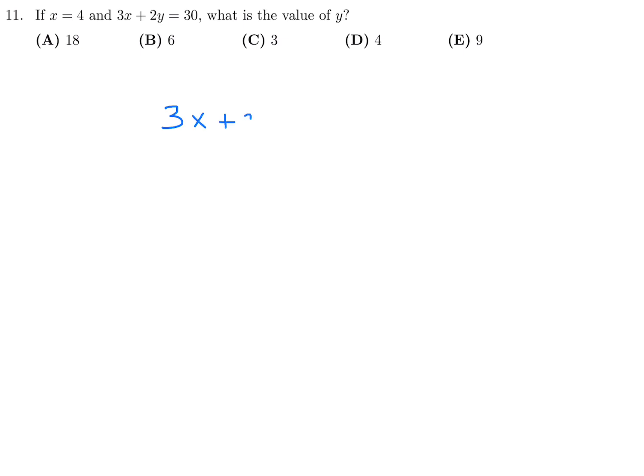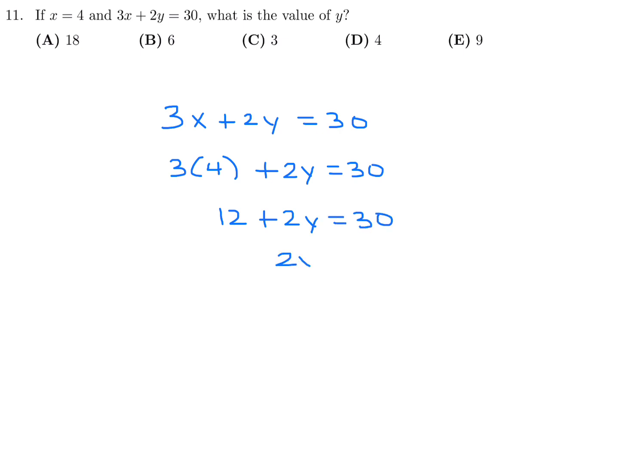3x plus 2y is 30. Substitute x equals 4, and we get 3 times 4, plus 2y is 30, and therefore we have 12 plus 2y is 30, and therefore 2y is 18. Y is therefore equal to 9. So 11 is E.